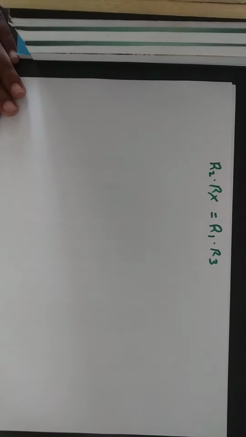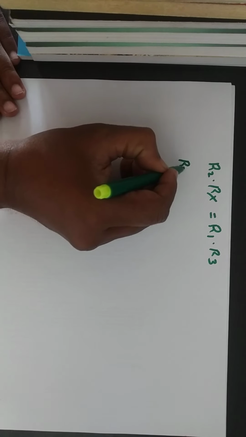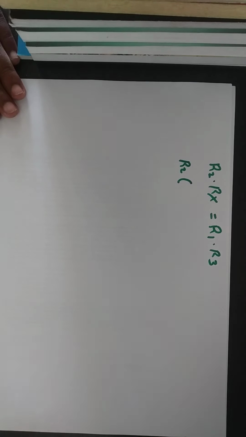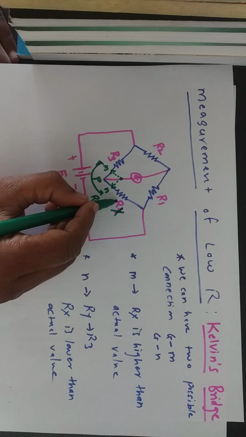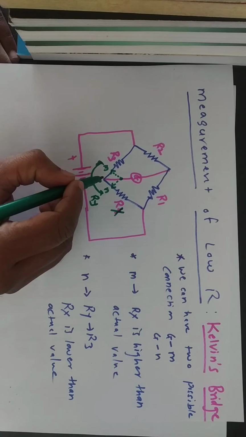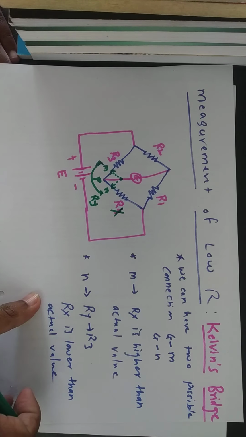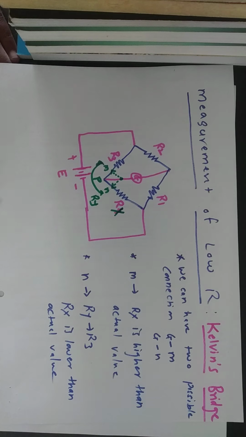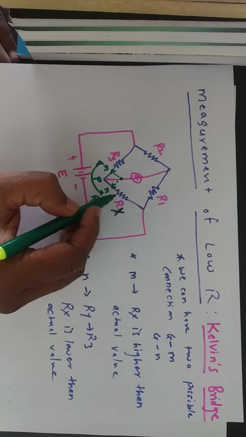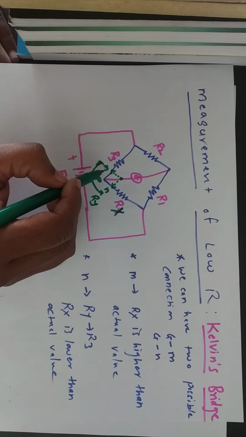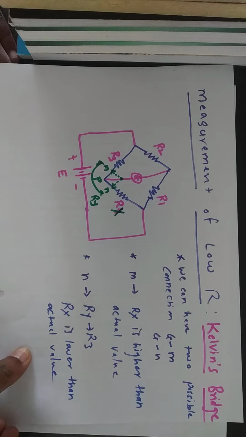For example, as we know that R2 is here and Rx is nothing but Rx plus RNP. And for R3, it can be modified as R3 plus RMP. Because we have considered the lead as well as the contact resistance, now Rx can be written as Rx plus RNP, and R3 can be written as R3 plus RMP if you consider the lead and contact resistance.